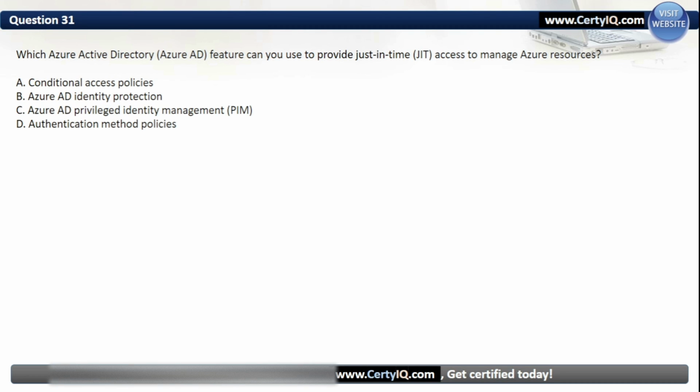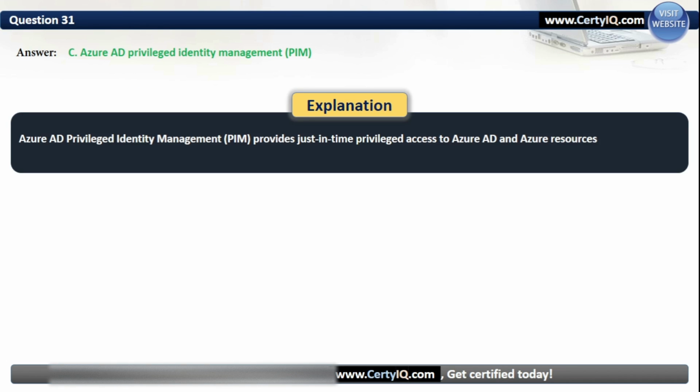Question 31. Which Azure AD feature can you use to provide just-in-time access to manage Azure resources? Our options are A. Conditional access policies. B. Azure AD identity protection. C. Azure AD privileged identity management. Or D. Authentication method policies. The correct option is Azure AD privileged identity management. Azure AD privileged identity management provides just-in-time privileged access to Azure AD and Azure resources.